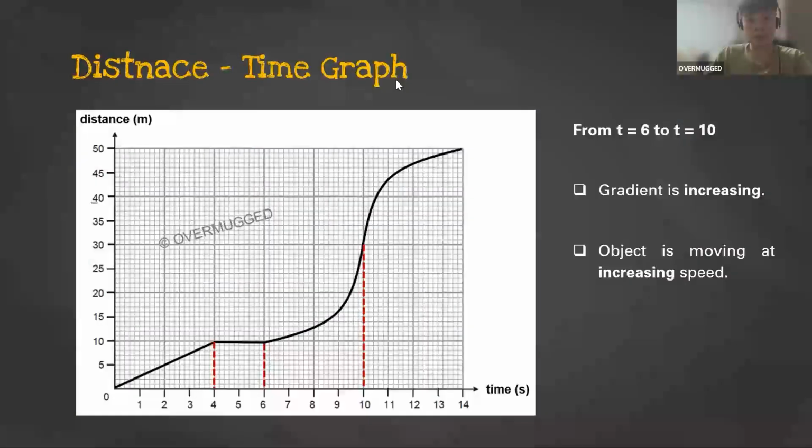Next, in the third region, from T6 to T10, my gradient is increasing. Remember what I said about gradient? Gradient is the steepness of the slope. Hopefully you can see my slope is getting steeper and steeper. Therefore, my gradient is increasing. And what is my gradient? My gradient is the speed, right? Therefore, the object is moving at increasing speed.